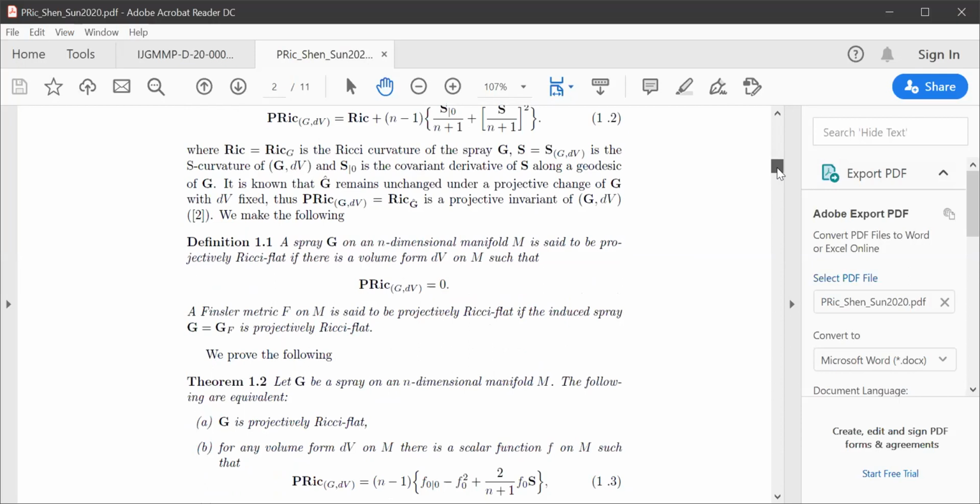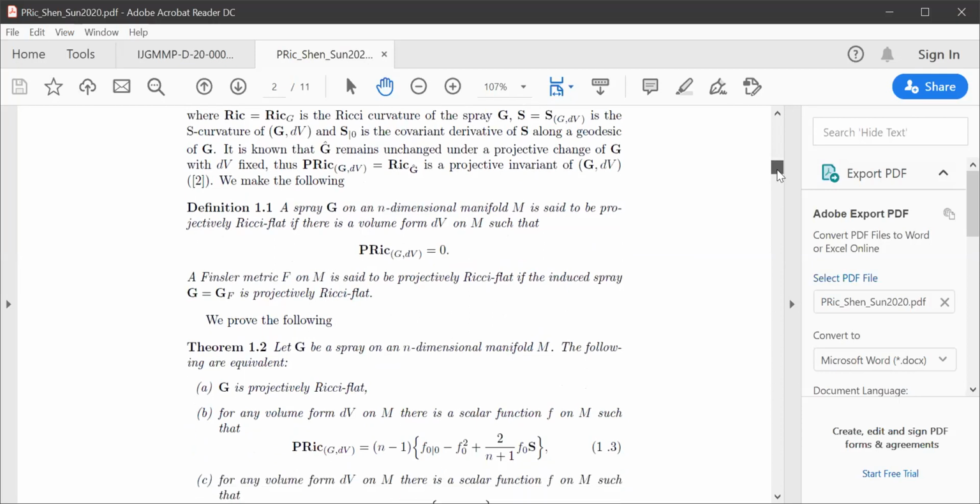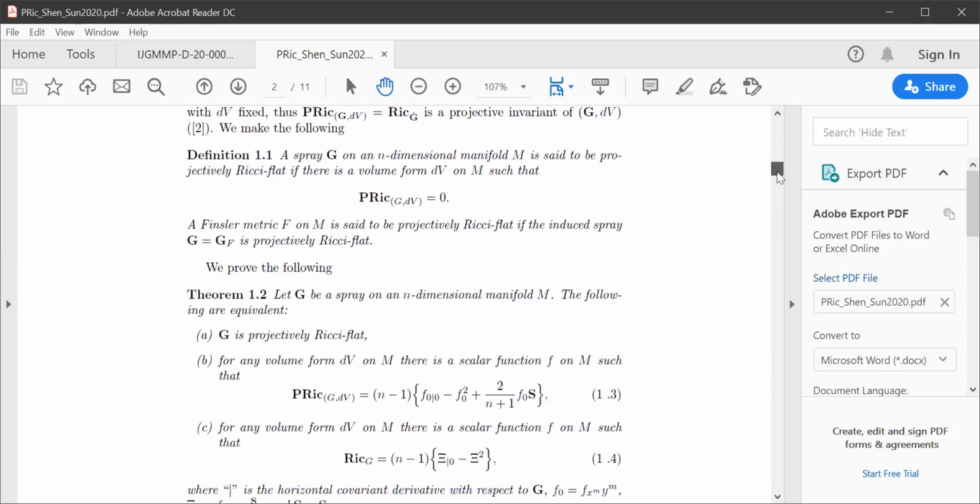Now, what we proved in this paper is, first of all, we're trying to see, given a spray and an arbitrary volume form, how can I check whether it is projective Ricci-flat? It is projective Ricci-flat if we can find another function f such that 1.3 exists. And those three conditions are equivalent.